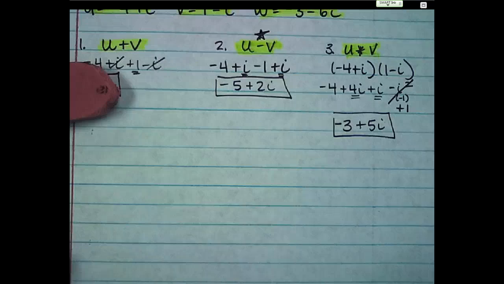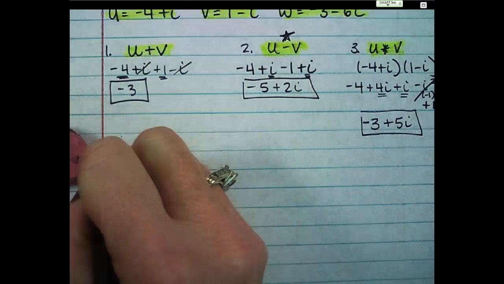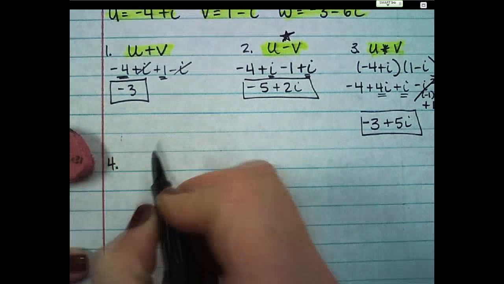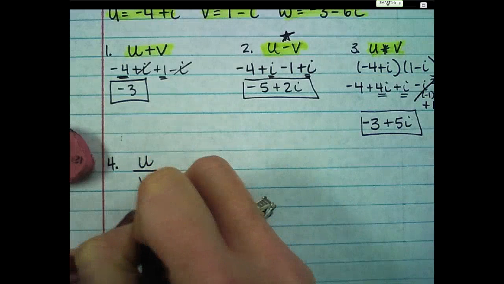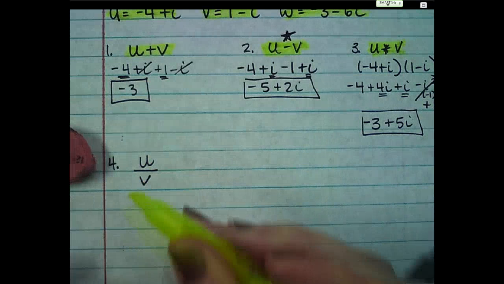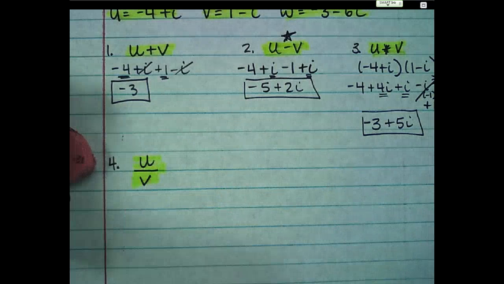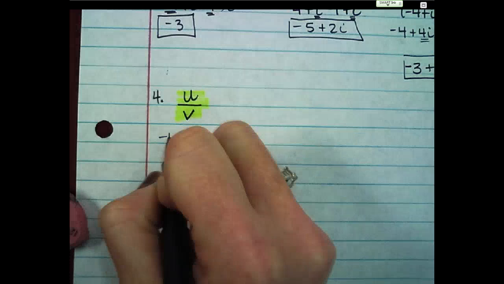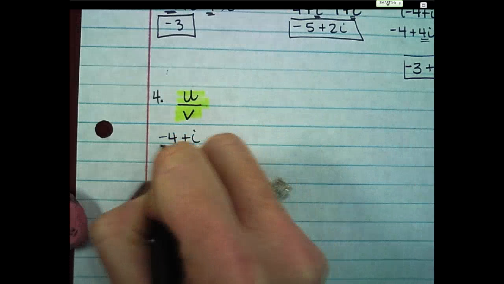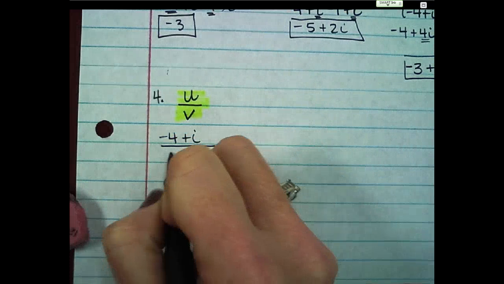Okay, now let's go to number 4. Number 4 is a little bit of division. u divided by v. So I want -4 plus i divided by 1 minus i.